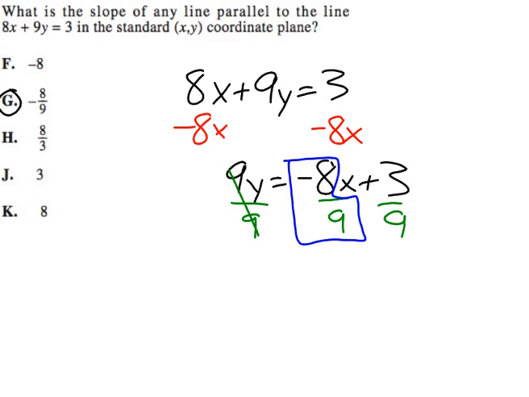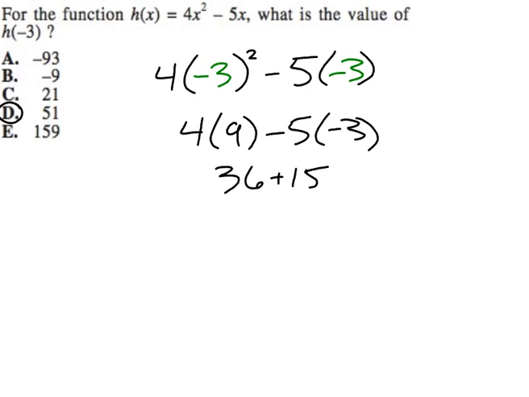Slope of a parallel line. If you know the negative A over B idea, you can go ahead and use that and get your negative 8/9. I would probably get this into that y equals mx plus b format that you learned. So that means I'm going to have to subtract the 8x over and then divide both sides by 9. That gives me my negative 8/9 as an answer, G.